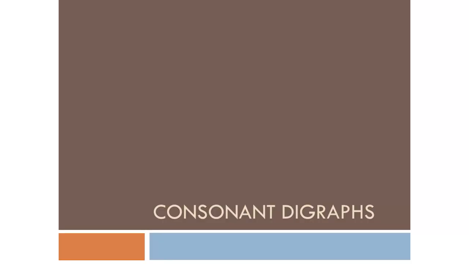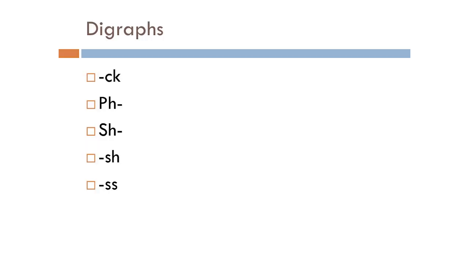And consonant digraphs. Here are some more examples of consonant digraphs: CK, PH, SH in the beginning and SH at the end, SS at the end. CK at the end gives a k sound, PH gives an f sound, as in phone, SH as in sharp, sh in fish, and S in bliss or blessed. So here we have homogeneous as well as heterogeneous digraphs.